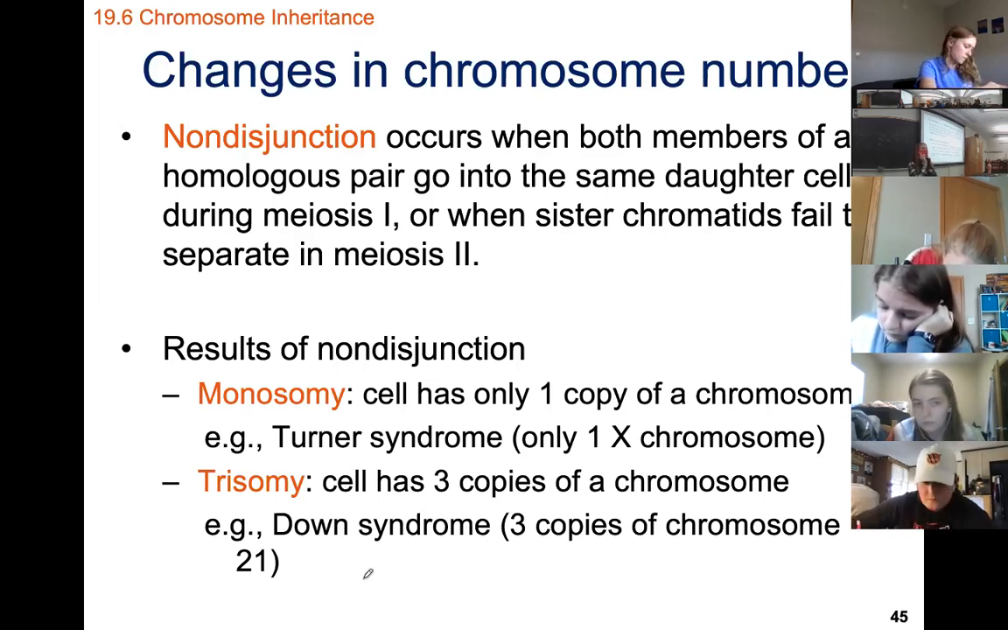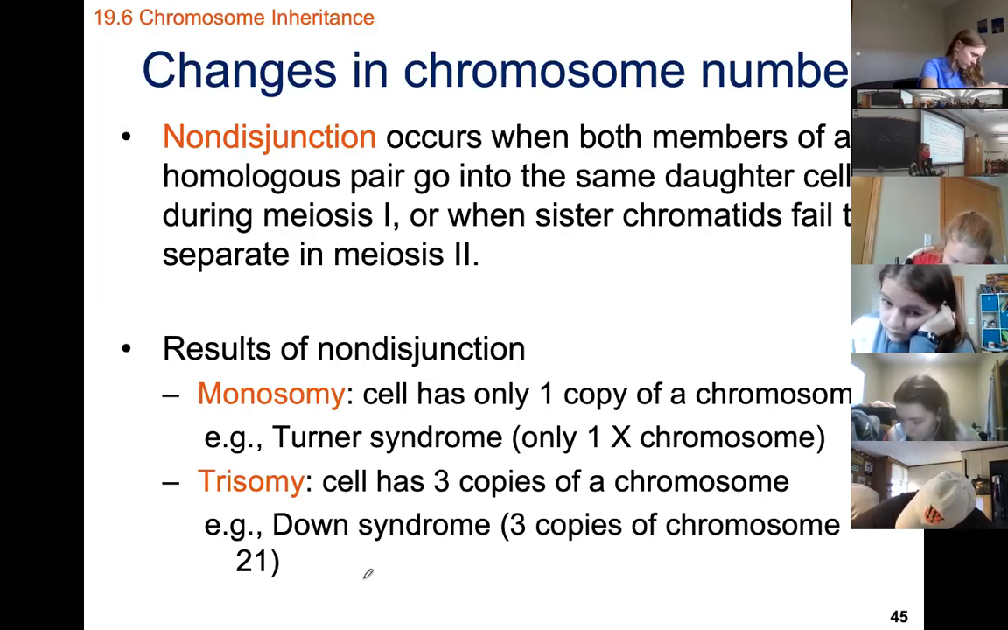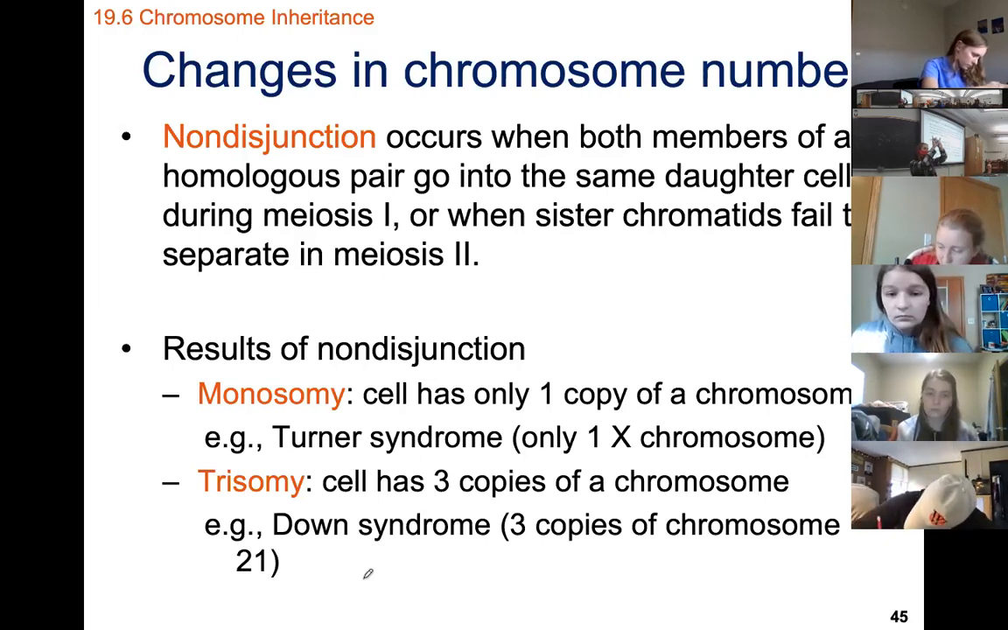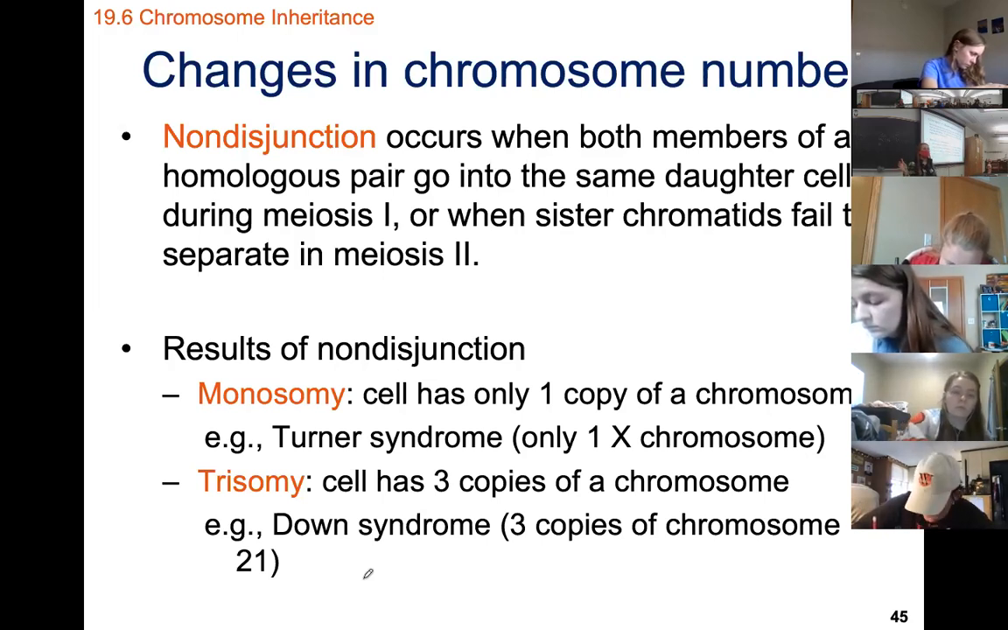So from non-disjunction, when they didn't split properly, it's possible that your cell has an extra chromosome, which would mean that there's 3 copies of that chromosome, which is the example of Down syndrome, where there's 3 chromosome copies on your 21st chromosome. Then you have monosomy, which is 1, which means that because they split differently, one cell got kind of left out, which means that you're missing a chromosome in that space. This is called Turner syndrome, where there's only 1 chromosome.